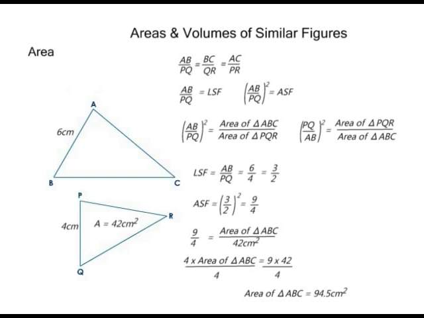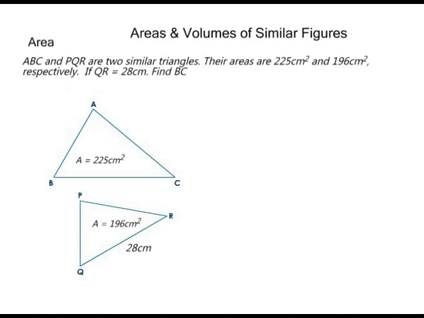Let's take an example. ABC and PQR are two similar triangles. Their areas are 225 square centimeters and 196 square centimeters respectively. If QR is equal to 28 centimeters, find BC.